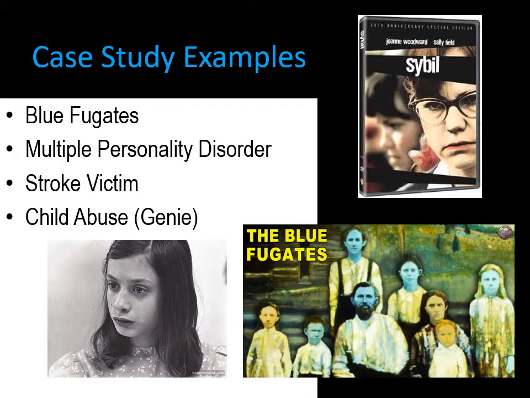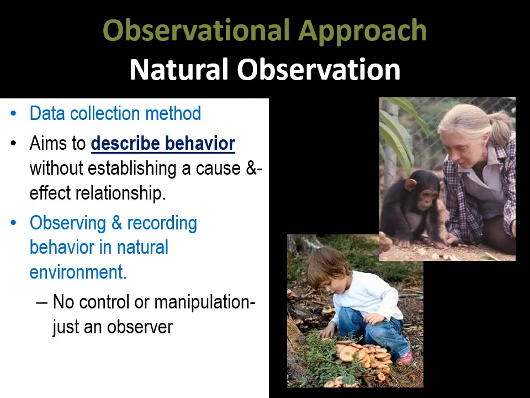So it's something that has happened to a particular person or a group of people that we could not ethically recreate. Then we move on to observational, natural observation, the observational approach. So up in the corner is Jane Goodall, one of the most famous women for researching chimps and apes. And it's the same basic data collection method as what we use for studying animals.